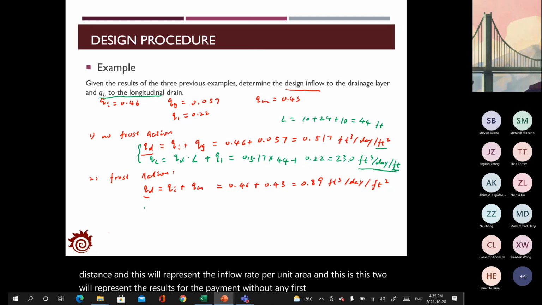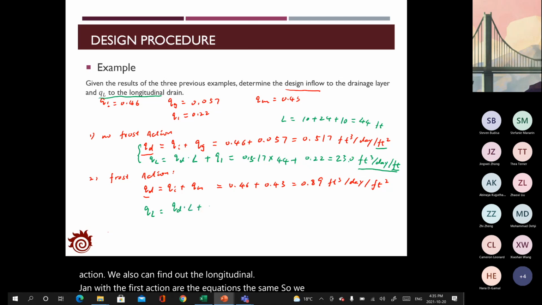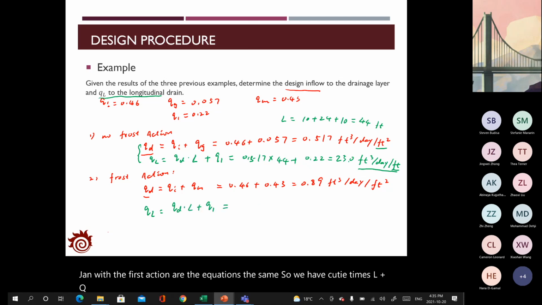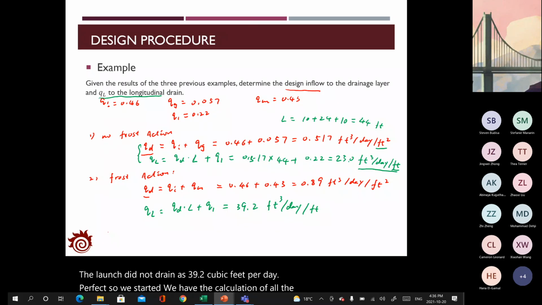We can also find the longitudinal drain with frost action. The equation is the same, so we have QD times L plus Q1. We just skip the calculation. With that, you can find the longitudinal drain as 39.2 cubic feet per day per feet. So with that, we have the calculation of all the inflows for the pavement design.